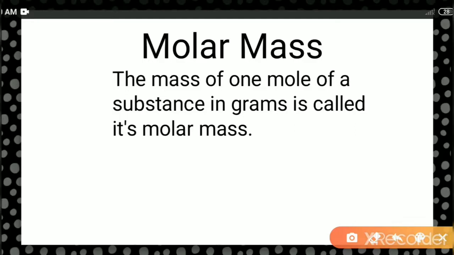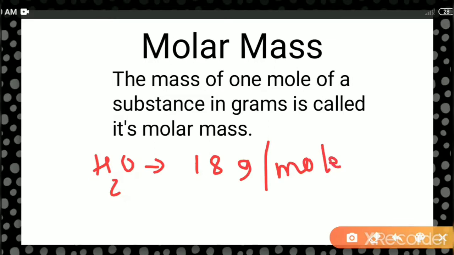For example, the molar mass of water is written as 18 gram per mole. It means that 1 mole of water molecules has a mass of 18 gram. You can imagine that 18 gram is quite a big value. It doesn't mean that a single molecule of water is 18 gram. No, it is the mass of 6.022 × 10^23 molecules of water. So from this we can get an idea that water is such a small molecule.